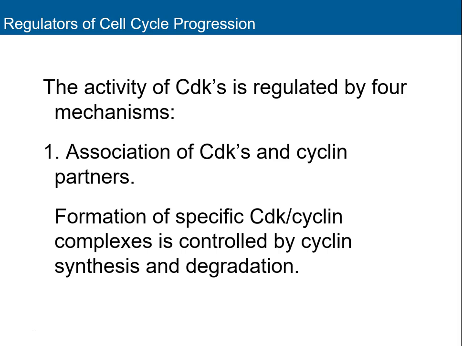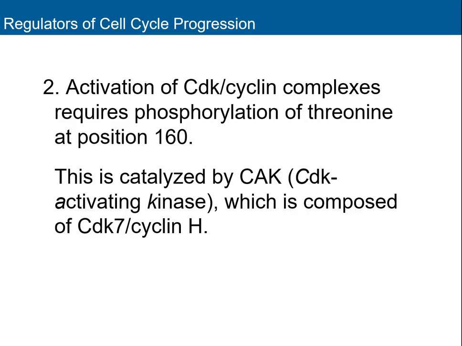But if you go back, you'll see that there are specific positions, and I kind of pointed this out, where the CDK must be phosphorylated, right? So the point is if it was phosphorylated on a different position, a different threonine or another amino acid, that's not going to be okay. It has to specifically be phosphorylated on that one specific threonine, okay? So it's saying here, activation of CDK cyclin complexes requires phosphorylation of threonine at position 160, and that's actually catalyzed by another specific kinase, right? So CDK activating kinase, which is composed of CDK7 and cyclin H.